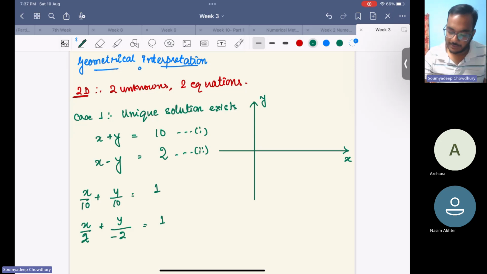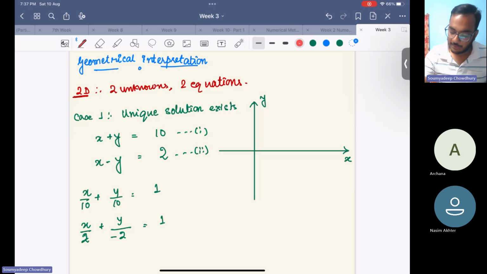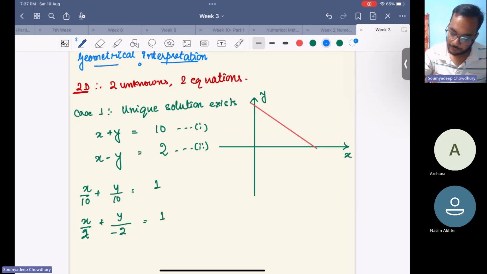So the denominator of x is the intercept of x, and denominator of y, that is b, is the intercept of y. So x by 10 plus y by 10 equals to 1 will look like this. Approximately it will look like this. And this one, x by 2 plus y by minus 2, right? x is 2 approximately here, y is minus 2. So it is somewhere like this.